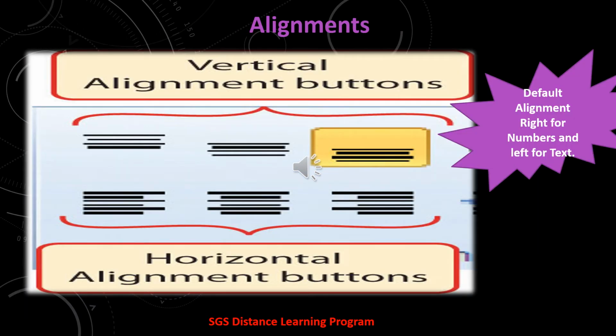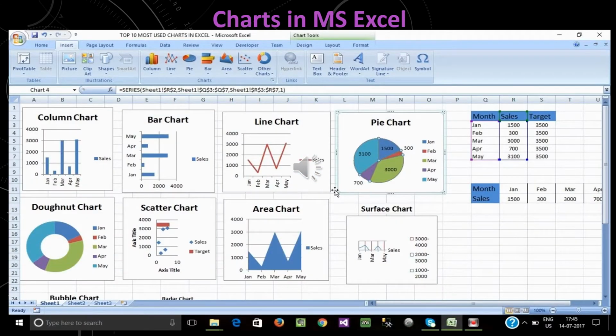Alignment is the overall arrangement of data, whether it is number, text or any symbol. Default alignment for numbers is right alignment and for text is left alignment. Charts are pictorial representation of data. We can use this feature with the help of the Insert tab. There are a variety of charts available to use, like pie chart, line graph, bar graph and scatter chart. We can use it according to the requirement of our data.